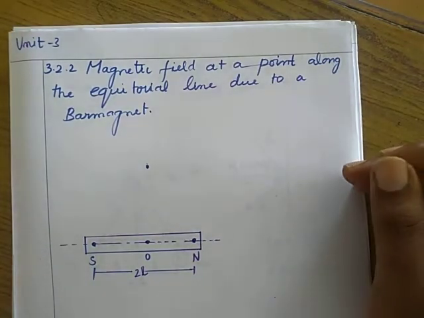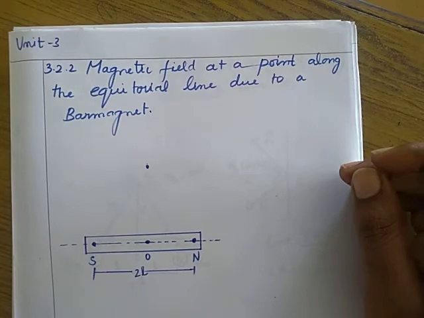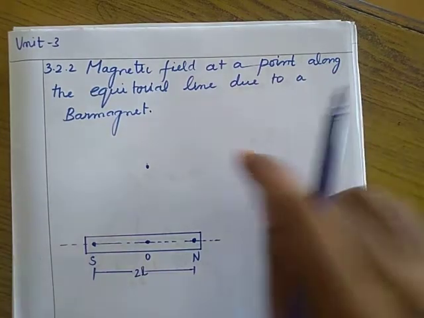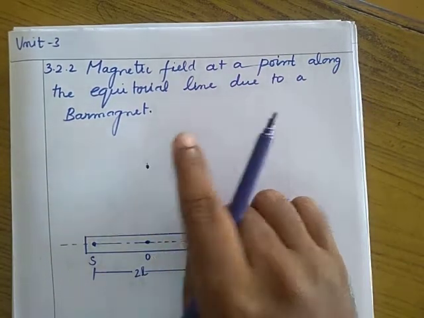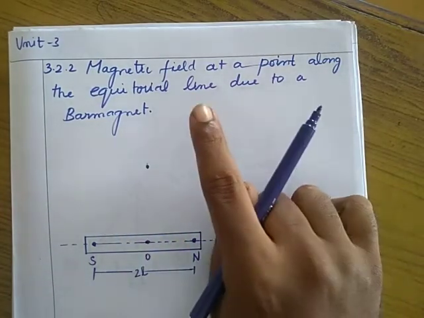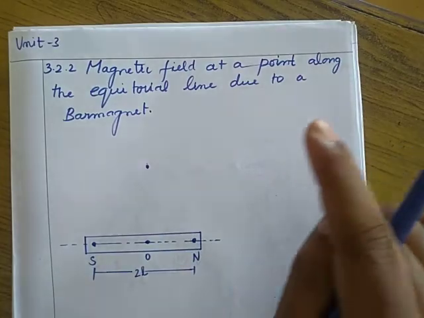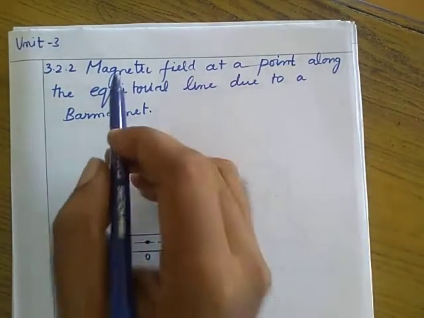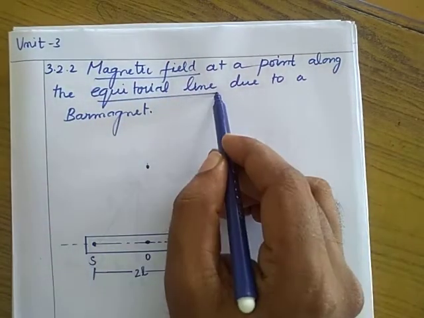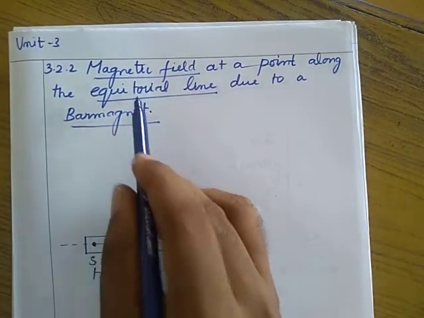Here in this video we will see how to find the magnetic field at a point along the equatorial line due to a bar magnet. In our previous video we found the magnetic field at a point due to a bar magnet at its axial line. Here we find the magnetic field due to a bar magnet in its equatorial line.